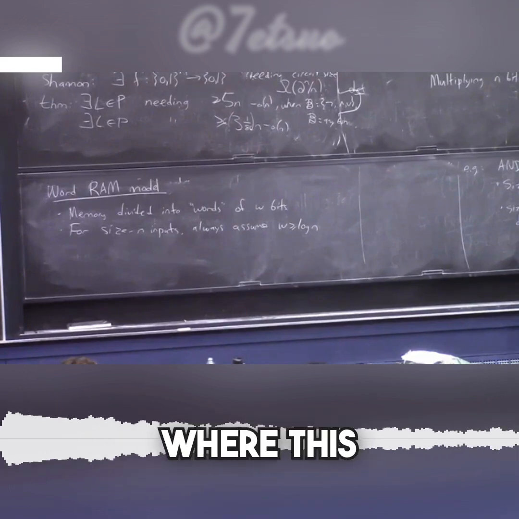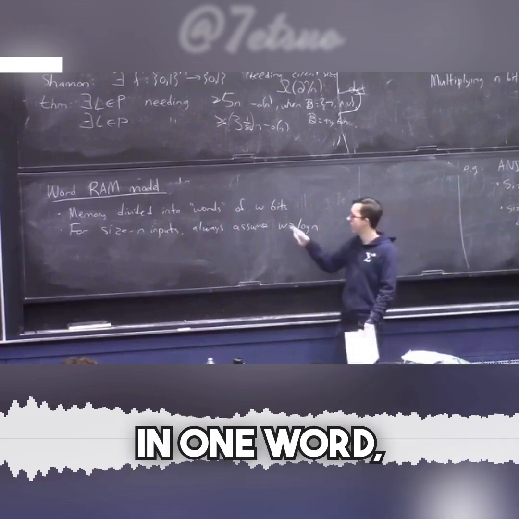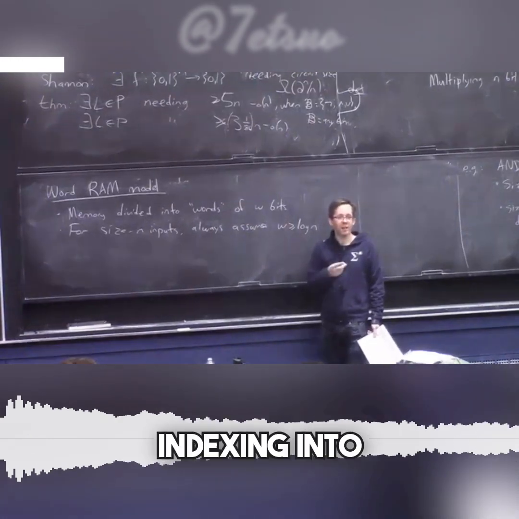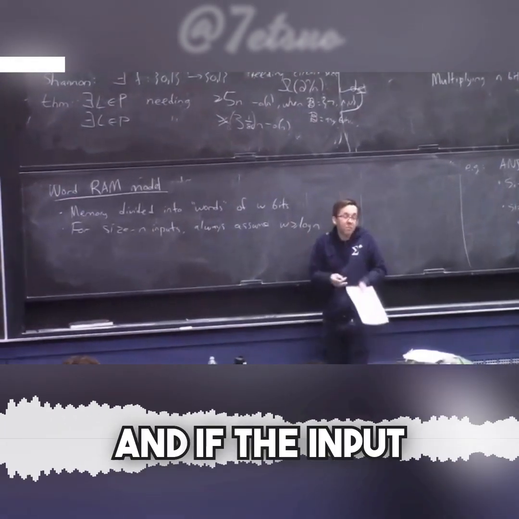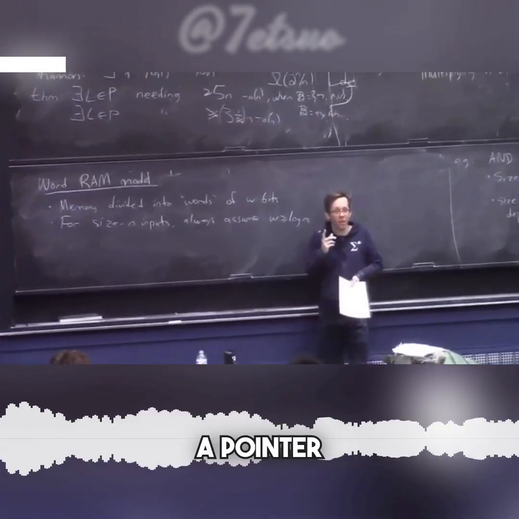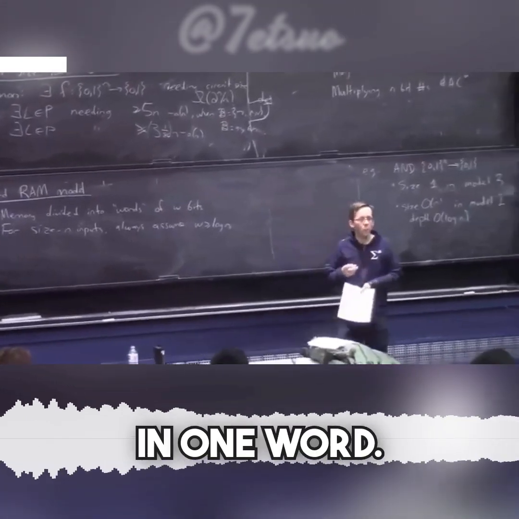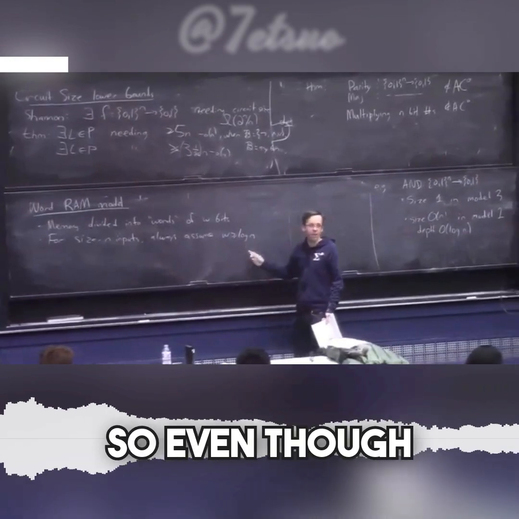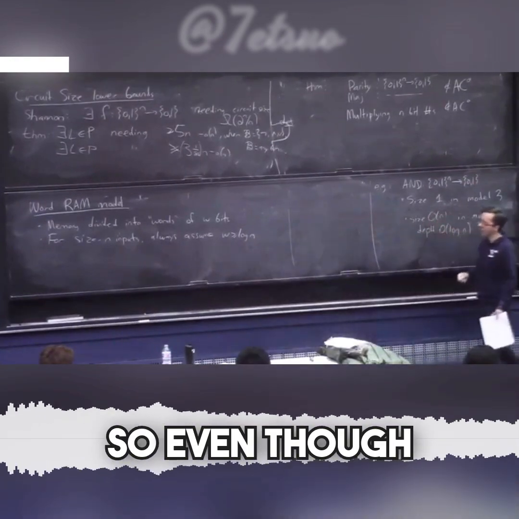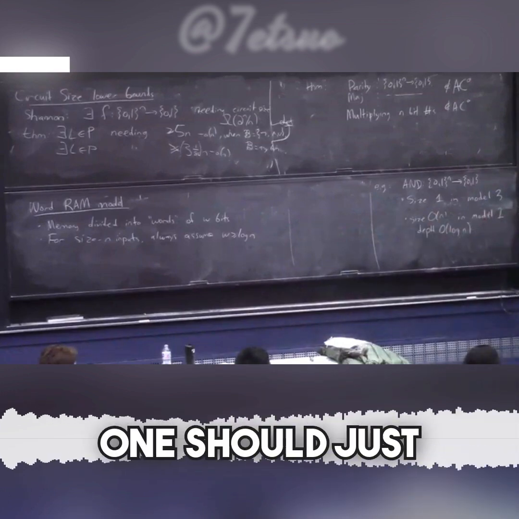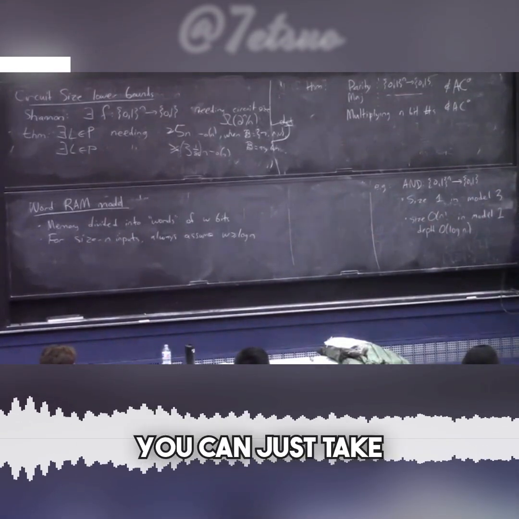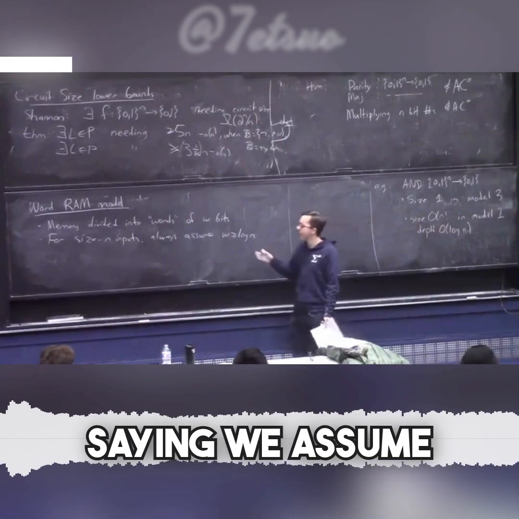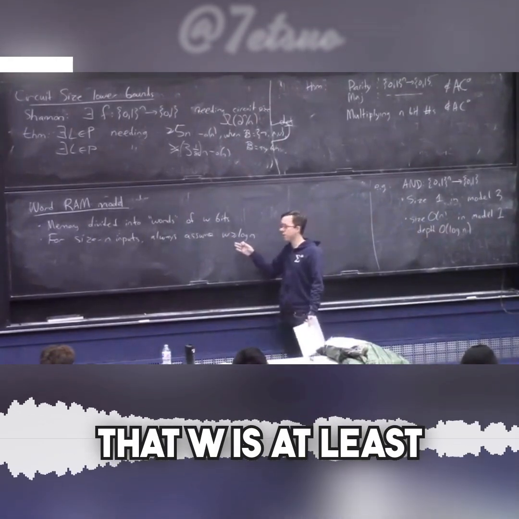And you want to set up a model where this variable i can be stored in one word. But the typical thing a variable is doing is indexing into the input. And if the input is size n, you want to assume that you can store a pointer in one word. And that kind of means that your word size should be at least log n. So even though it maybe seems weird at first, one should just accept it and get used to it. I mean, you can take every result about the word RAM model as starting out by saying we assume that W is at least log n.